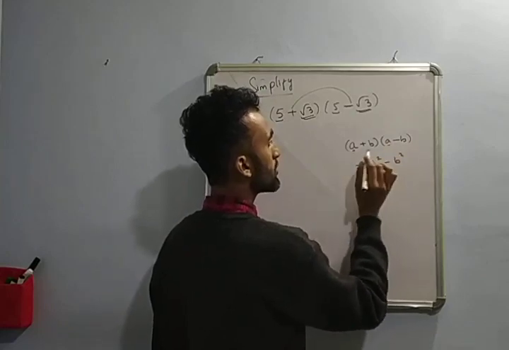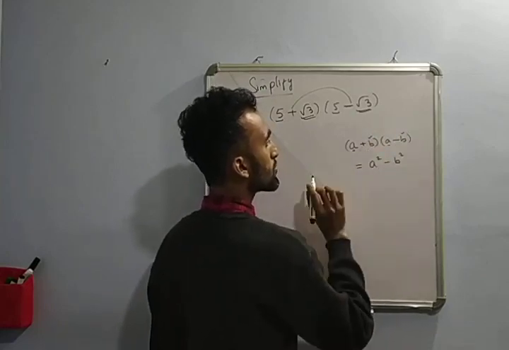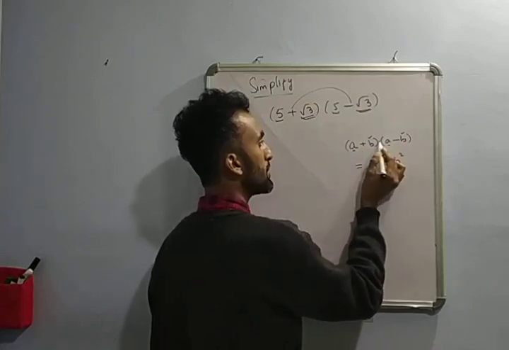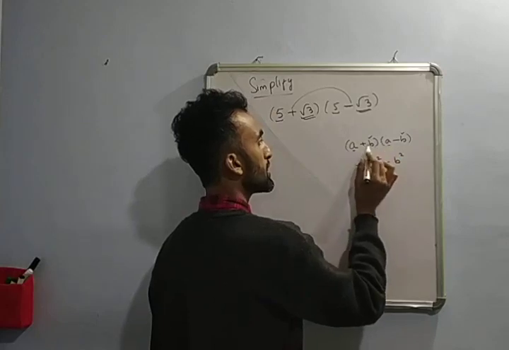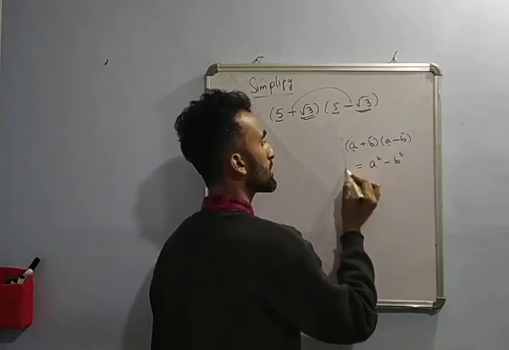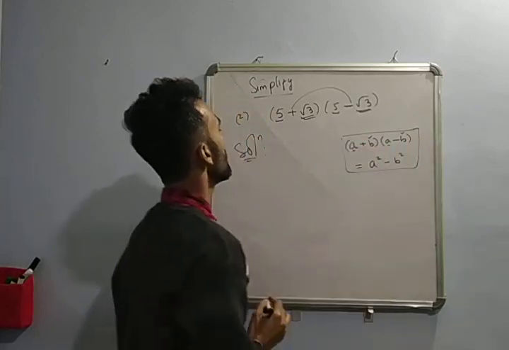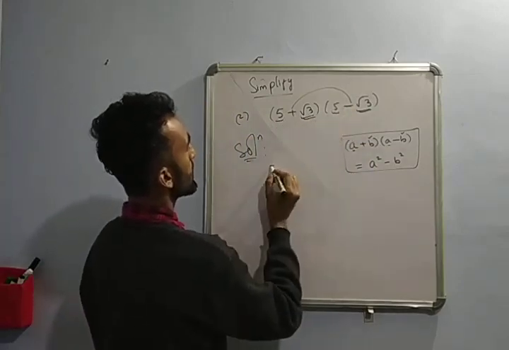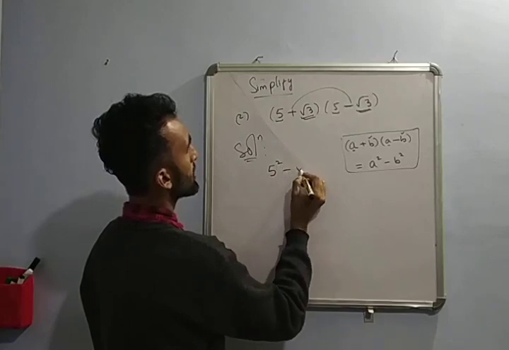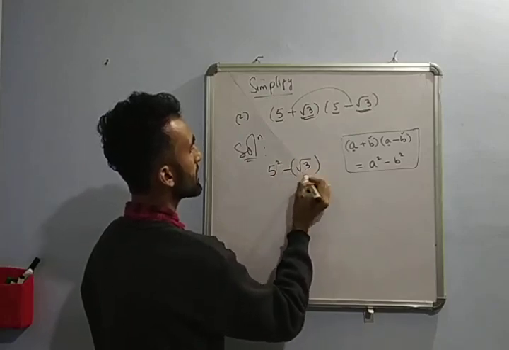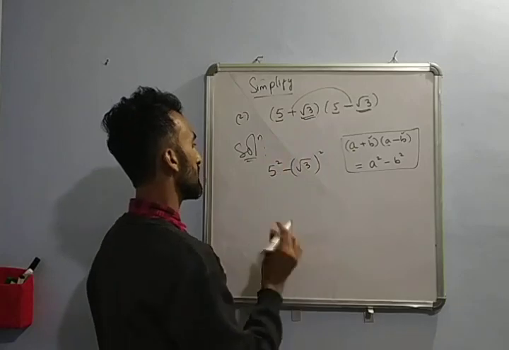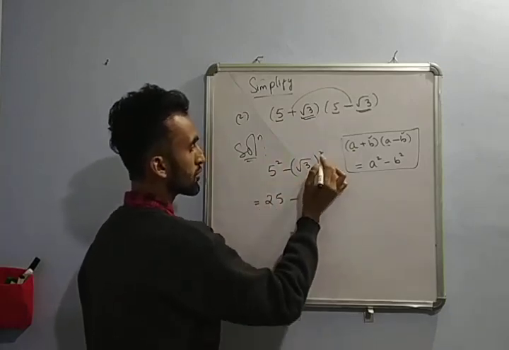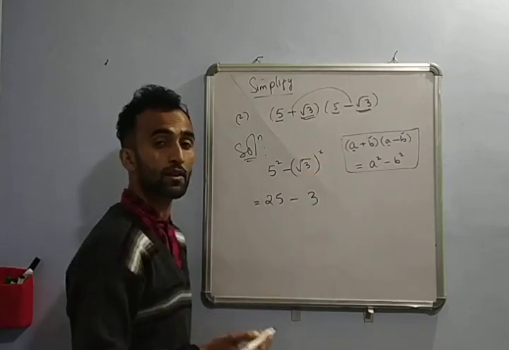This and this have to be the same, b and b have to be the same, and if one is plus, the other is minus, and in between there is a product sign. A plus b into a minus b is a square minus b square. These are identities. Now I'm going to use the same. A plus b, a minus b is a square minus b square. My a here is 5 and b is root 3. Now 5 square is 25 and this is 3 square, the root comes out.